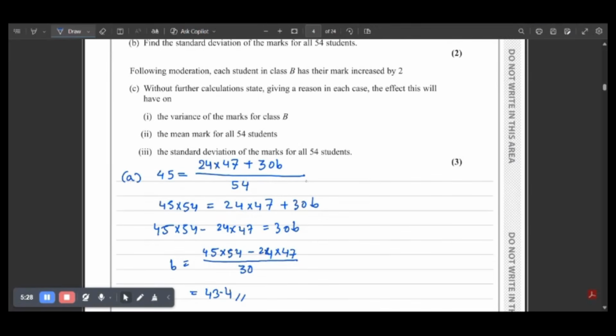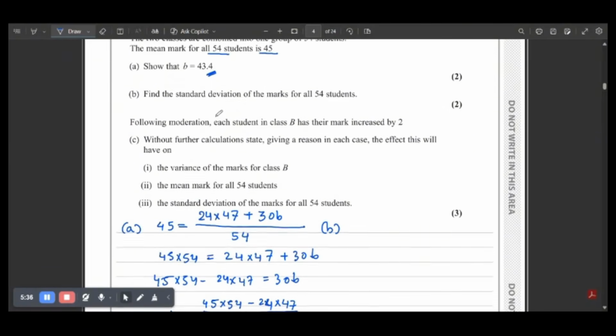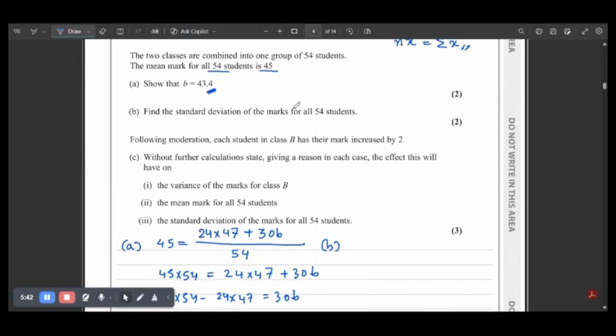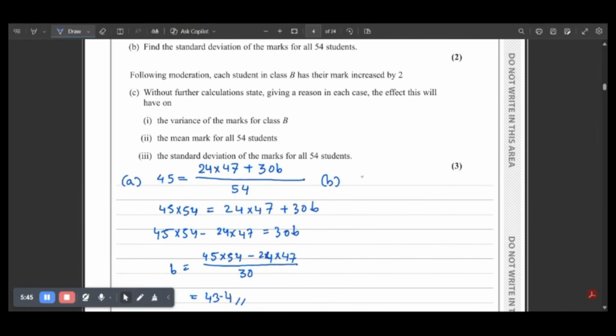For part B, we have to find the standard deviation for the whole combined group. We know that standard deviation equals the mean of squares and the square of mean. We already know the mean for the whole combined group, so we just have to calculate the mean for x squared.